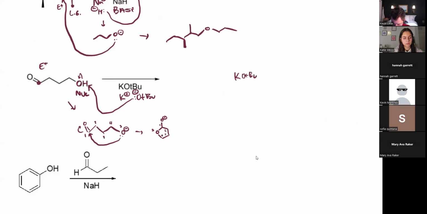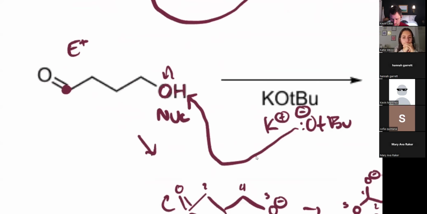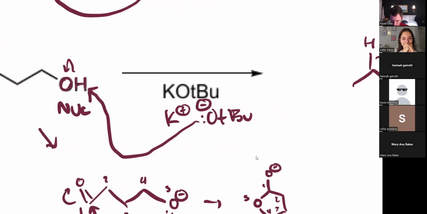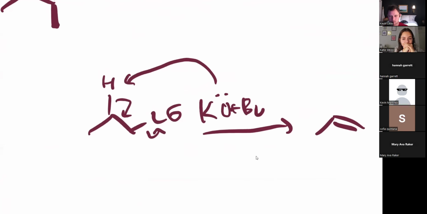KOtBu with something that had a leaving group on it, I could do an elimination. Right? That's something that happens all the time. But why does that not apply here? What am I doing for this elimination? What is it taking?